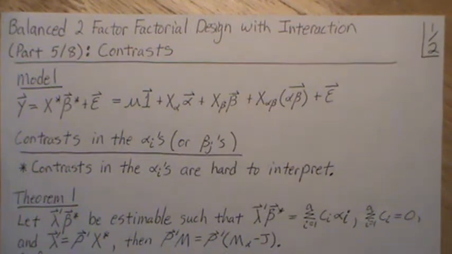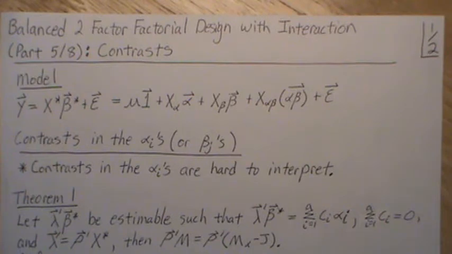Hello, this is the next video in a playlist that I'm calling General Linear Models Design of Experiments, and this is part 5 of an 8-part little mini-series within that playlist. Here we're looking at contrast in the balanced two-factor factorial design with interaction.